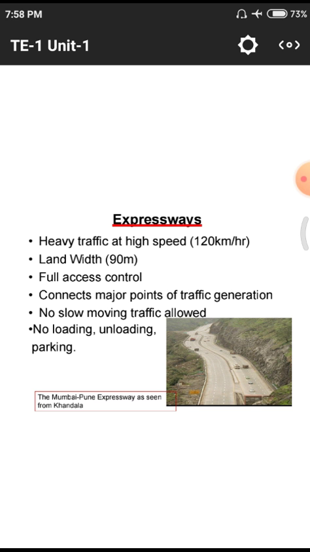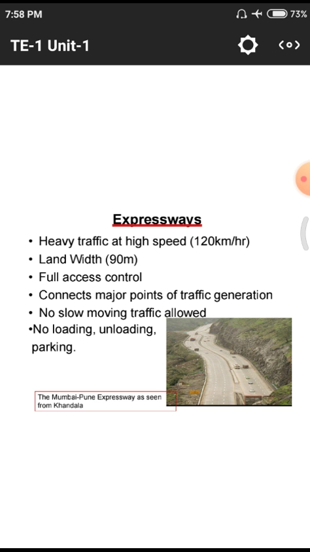And it connects the major points of traffic generation. All of us living in Guntur majorly have an expressway from Guntur to Vijayawada. This expressway connects Guntur to Vijayawada. That means on that road we simply pass at more than 100 kilometers per hour. This is one of the examples of expressways.